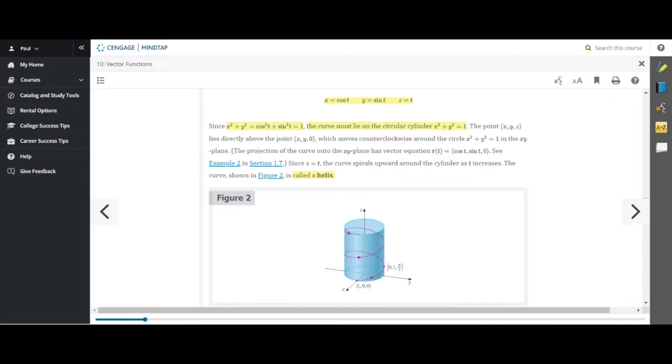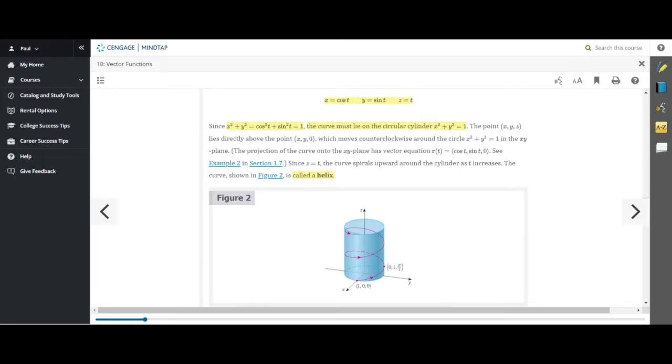Every point on that space curve in red in figure 2 has an x, y, and z component. But the x and y coordinates themselves have to lie on a circle of radius 1. So that's why. Hopefully I don't need to get too complicated here, but this is called a helix.